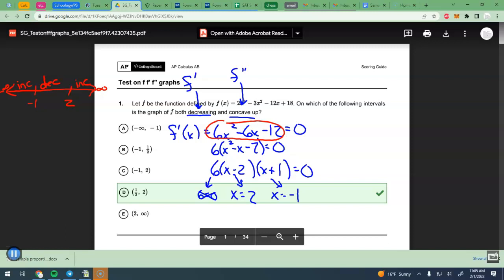Okay. Now I gotta do the second derivative. So concave up comes with the second derivative. So the second derivative is 12x minus 6. If I set that equal to 0 and solve, I will get 1/2.